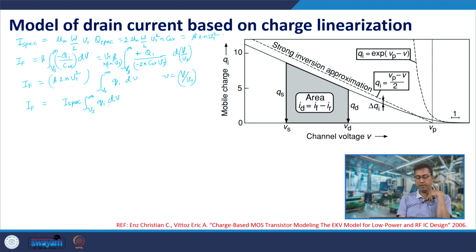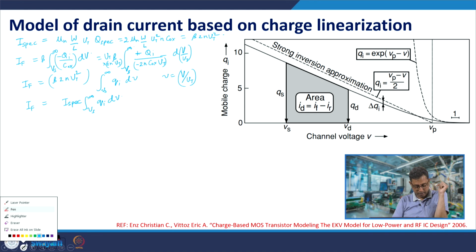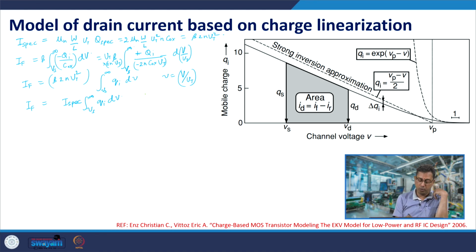Now, let us look at this dV, because it is very hard for us to talk in terms of local channel potential. So, let us look at how we can better understand this dV. We already know that 2 Qi plus natural logarithm of Qi is Vp minus V. This we had derived earlier in our previous discussion, and this is valid across all regions of operation: weak inversion, moderate inversion and strong inversion.